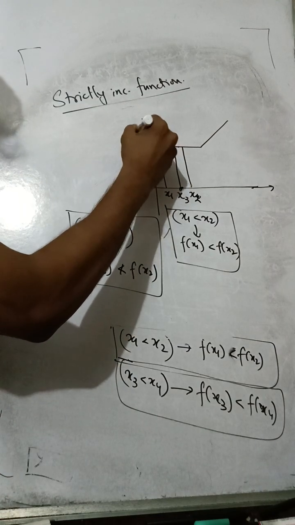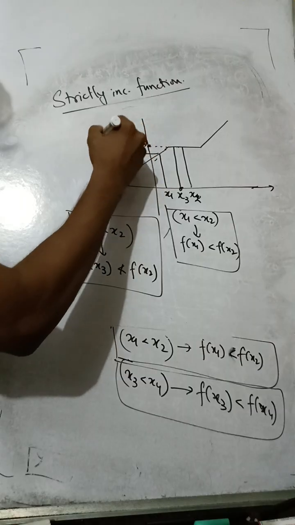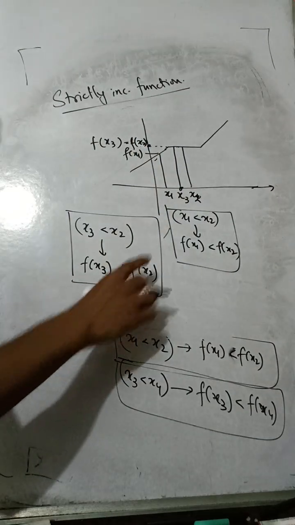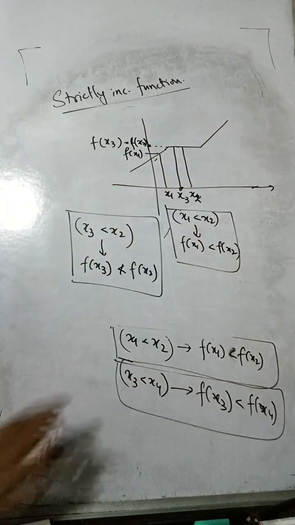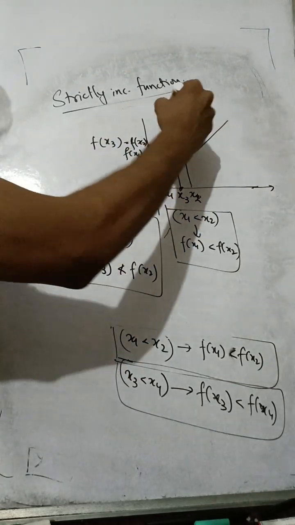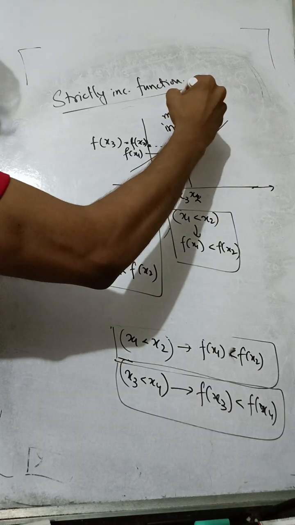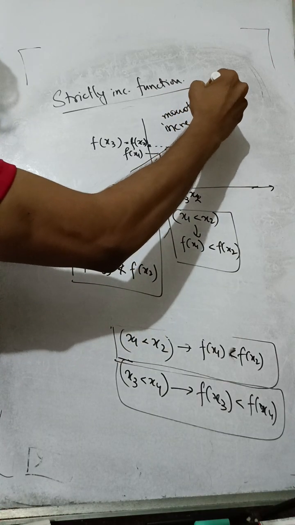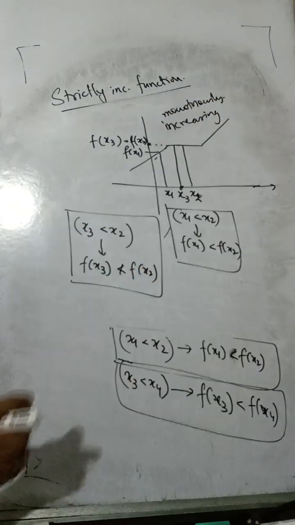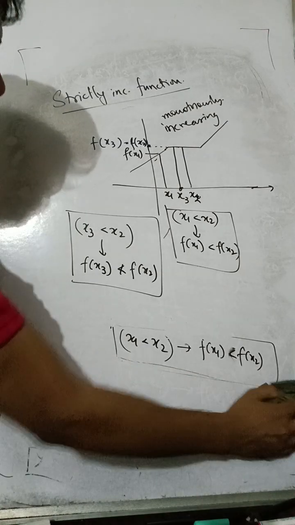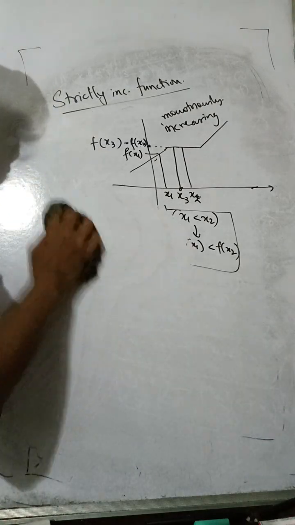So this is f(x2) and this is f(x3). These two are becoming equal here. So this curve is not a strictly increasing curve, but we can say that this is an increasing curve. Increasing, monotonously increasing. Monotonously increasing function. Okay, so increasing function, how do we check that something is an increasing function?